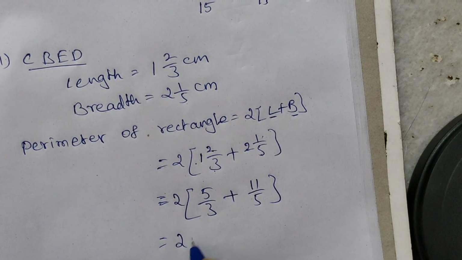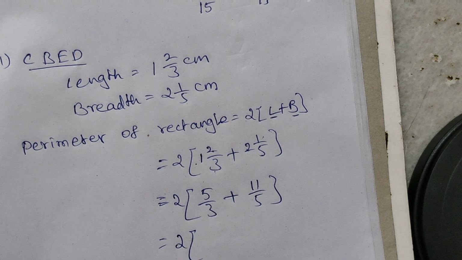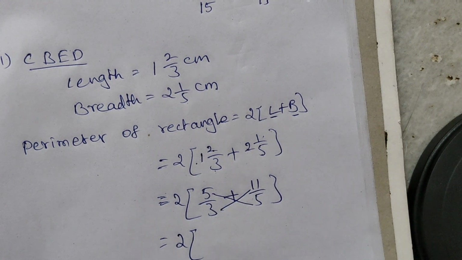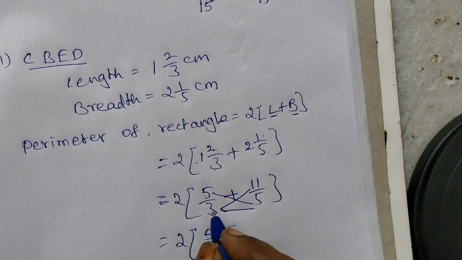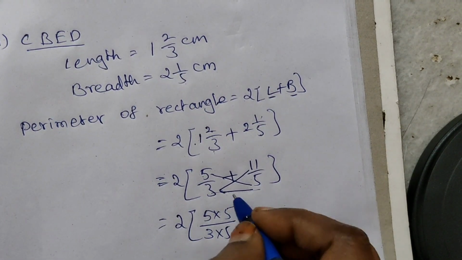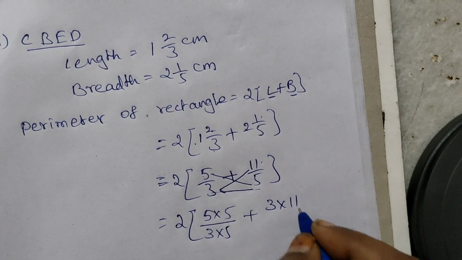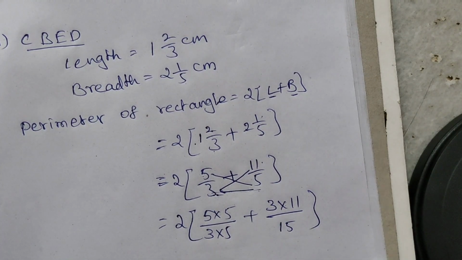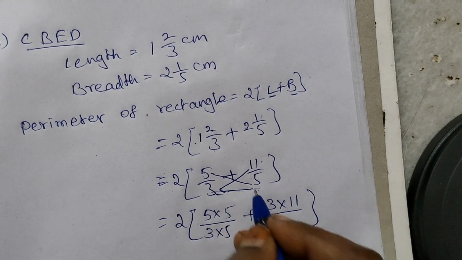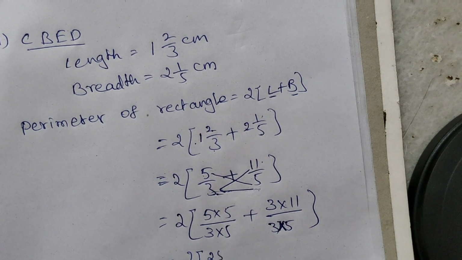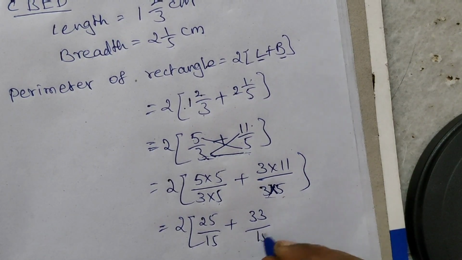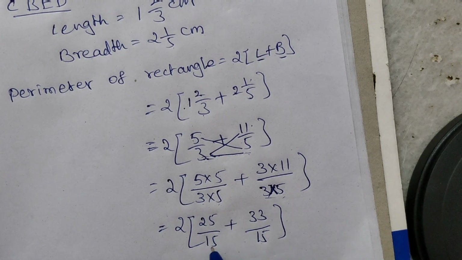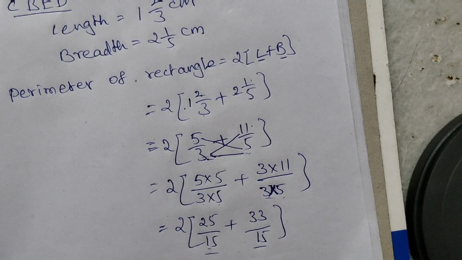Here these two are unlike fractions. First, convert them into like fractions by using the butterfly method. This denominator and this numerator multiply: 5 into 5, and denominators 3 into 5, plus 3 into 11. So 5 fives are 25, 3 fives 15, plus 3 into 11, 33. Now these are like fractions, so you can add numerators directly: 25 plus 33, 58/15.